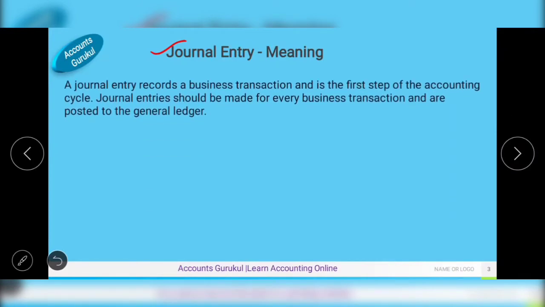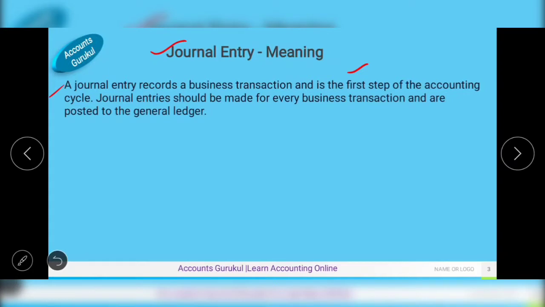Now coming back to journal entry, we first have to understand the meaning of a journal entry. A journal entry records a business transaction and is the first step of the accounting cycle. The journal entry is the first step in accounting, because whenever any transaction happens, we need certain data for it, and we have to input the data into the system, and only then are we able to produce the reports. Considering that, the journal entry is the first step, and it is very essential for the accounting cycle.